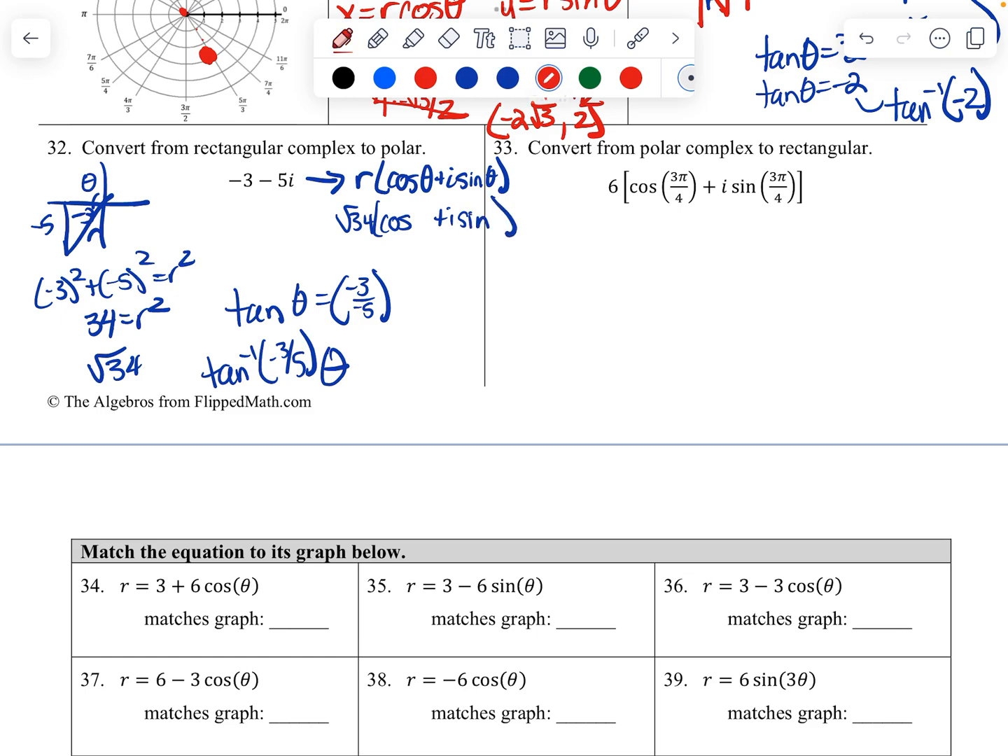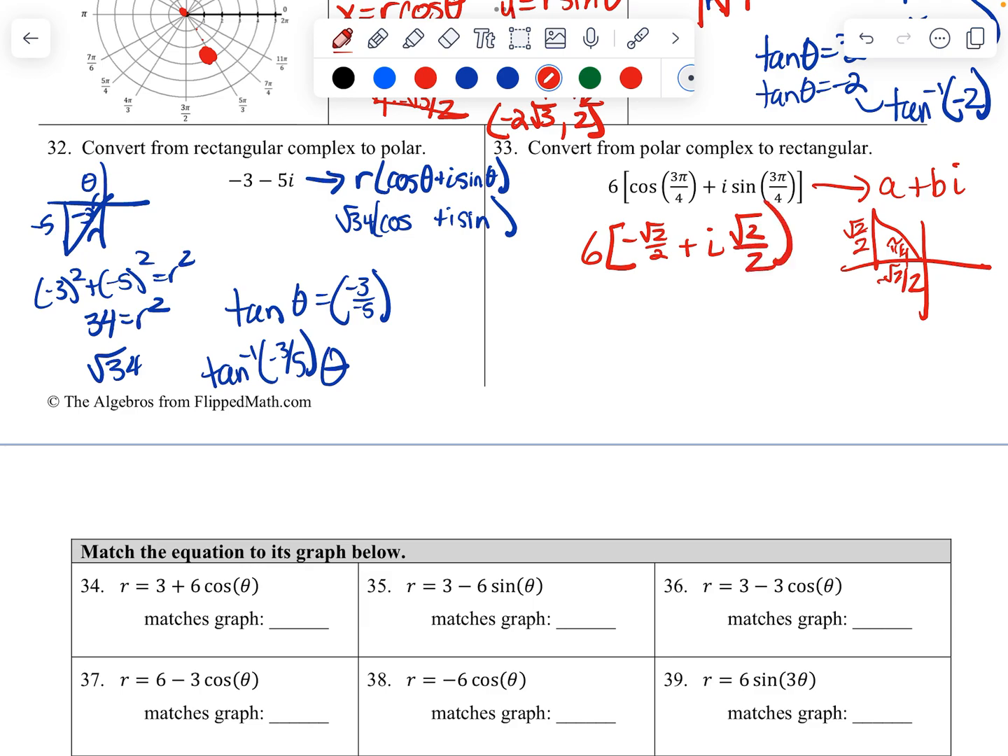And then converting from polar to rectangular. So we need to get to a plus bi. Well, this one's nice, we can just evaluate it. So here's 3 pi over 4. So we have 6, the cosine of 3 pi over 4, -√2/2, plus i, the sine, +√2/2. And then we just distribute. So -3√2 plus 3√2i.